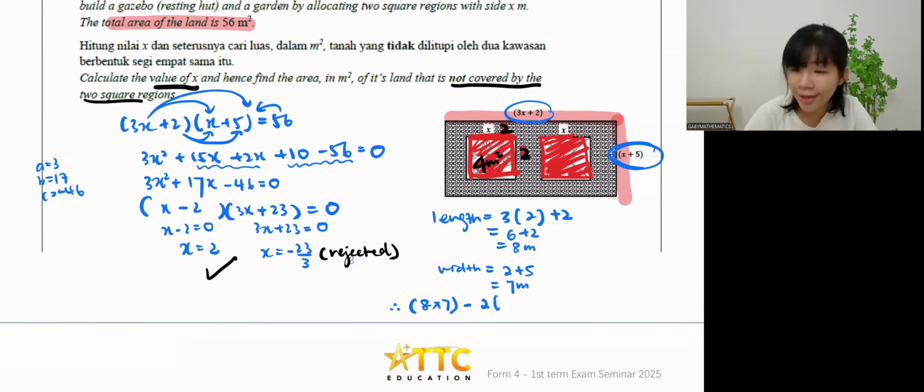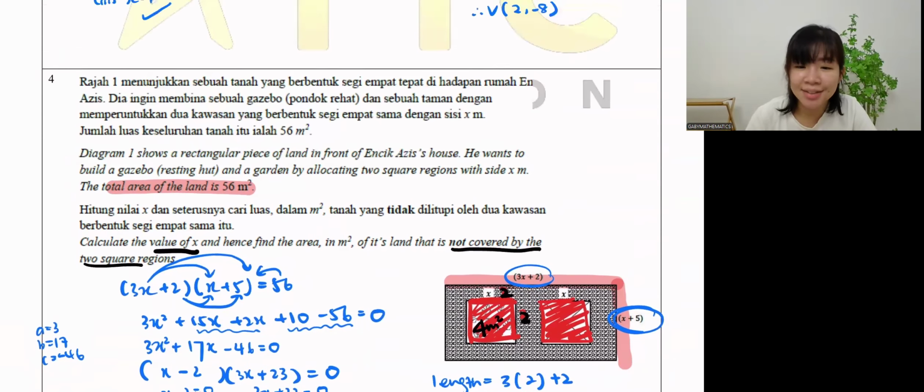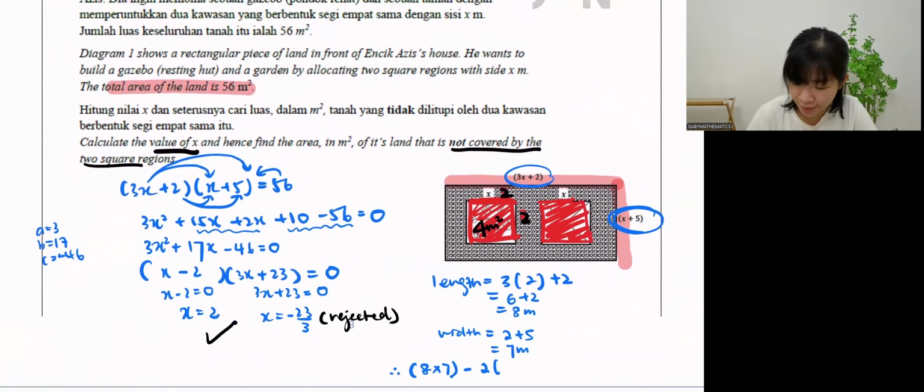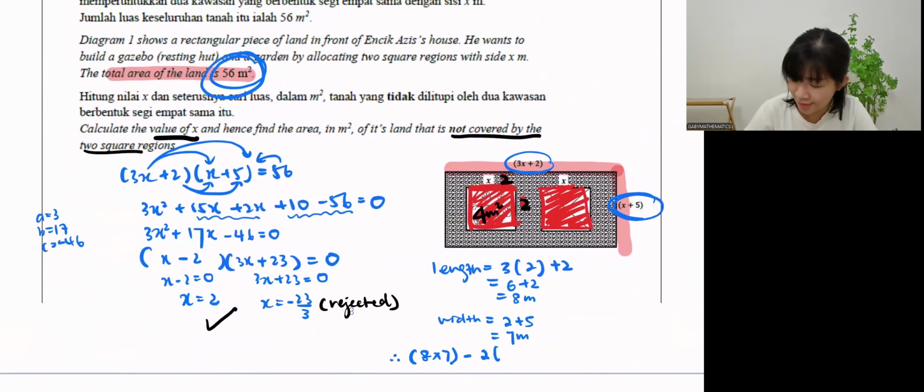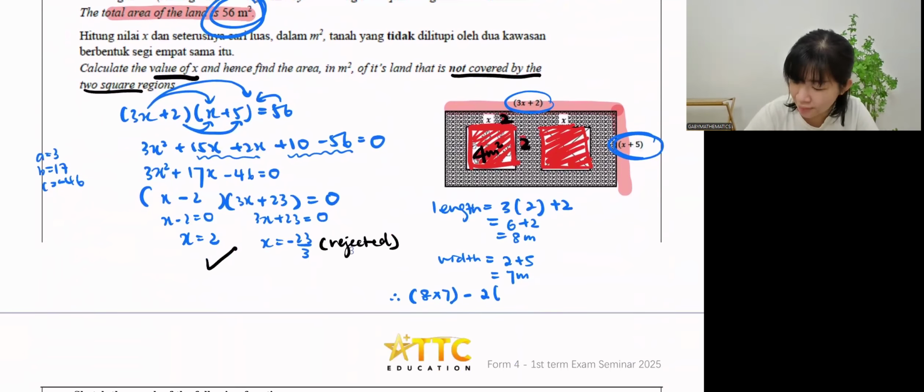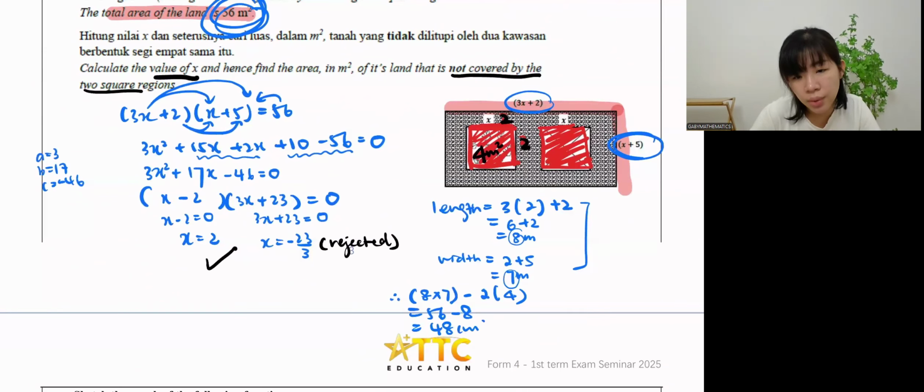Oh, yeah, okay. Actually, you don't have to find length and width because the question already gives 56. Okay, I did an extra step already, because 8 times 7 is 56. Yeah, you can skip this because the question gave 56. Okay, minus 4 times 2. 56 minus 8. So the answer is 48 cm squared.